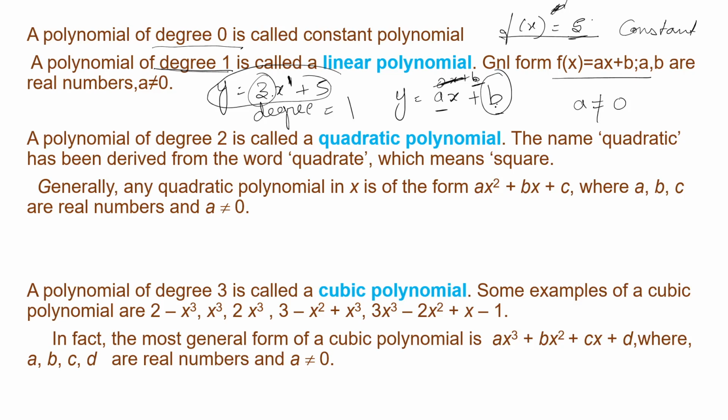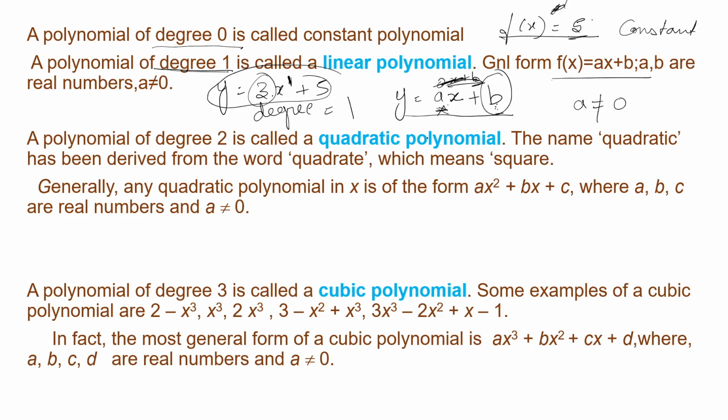What is the degree of the constant? There is no variable, so the degree will become 0. So a linear polynomial will be of the form ax plus b, where a and b are any real numbers, and a should not vanish. a should not be equal to 0. If a is 0, the x term will vanish. Okay, so that is the thing given.